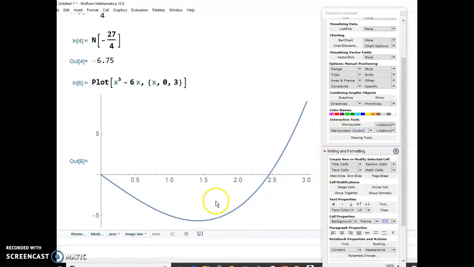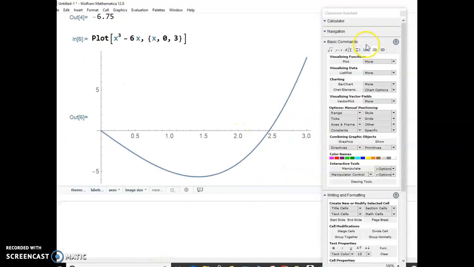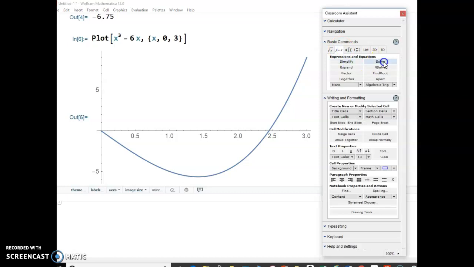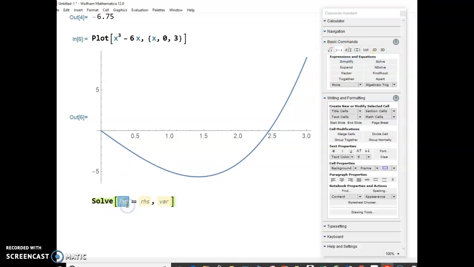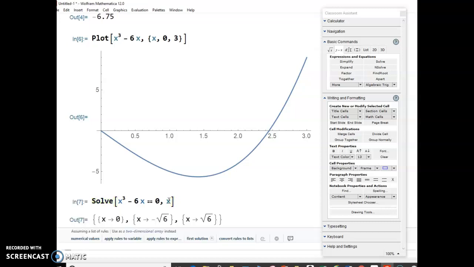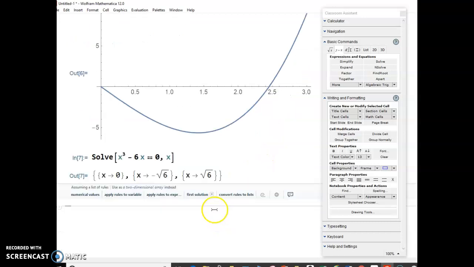We could ask Mathematica to actually solve this equation that I had there. Let's solve that. Where does that equal 0 for x? And it gives me 3 values: at 0, at negative radical 6, which was over here somewhere in the negative domain, and then right here at positive radical 6.